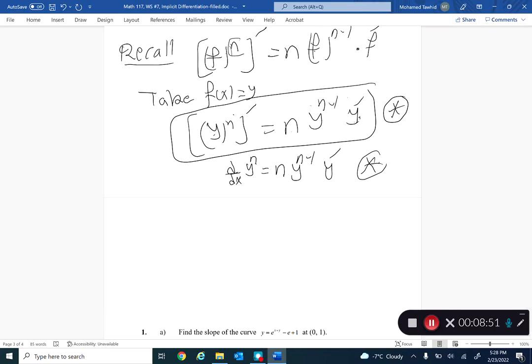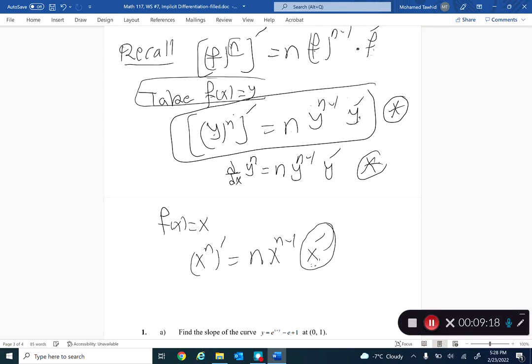So now look at what you have in the power rule. I replaced f by y. What about if I replace f of x by x, just x? Then what will this equation become? This equation becomes the derivative of x to the power n. It will be n, x to the power n minus 1, and instead of f prime, you have x prime. What is x prime? Your x prime here is 1.